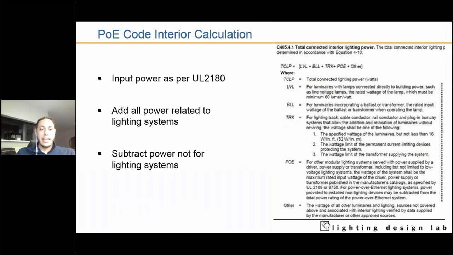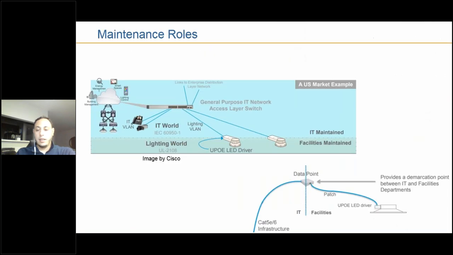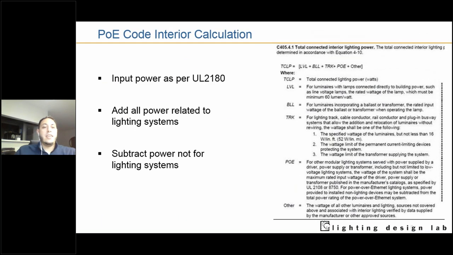And when it comes to interior lighting power calculations, or for your power density calculation when it comes to meeting code, PoE, everything that's under the 21... sorry, it's 2108, that's a mistype, there should be a 2108 standard. So a basic simple calculation: it asks you to add all of the lighting system power and subtract the power that is not being used for lighting components, and that's how you add it to your interior lighting calculations.